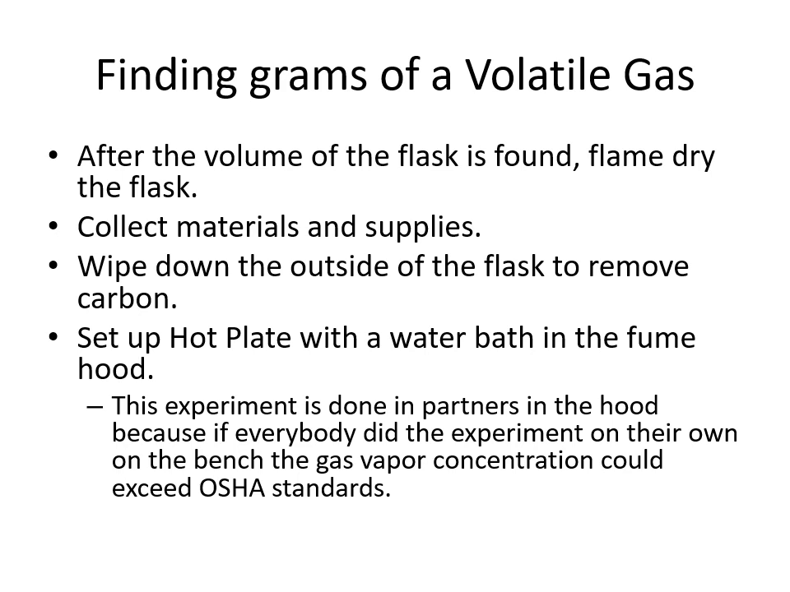All right. In order to do the procedure for a volatile liquid, we have to find the volume of the flask, and then we flame dry the flask to make sure that it is completely dry and there's no water in our empty mass. We collect all the materials and supplies, so there's some pieces of aluminum foil and wire and a rubber band. We wipe down the outside of the flask to make sure that there's no carbon from that flame. And we will do work on this in the hood.